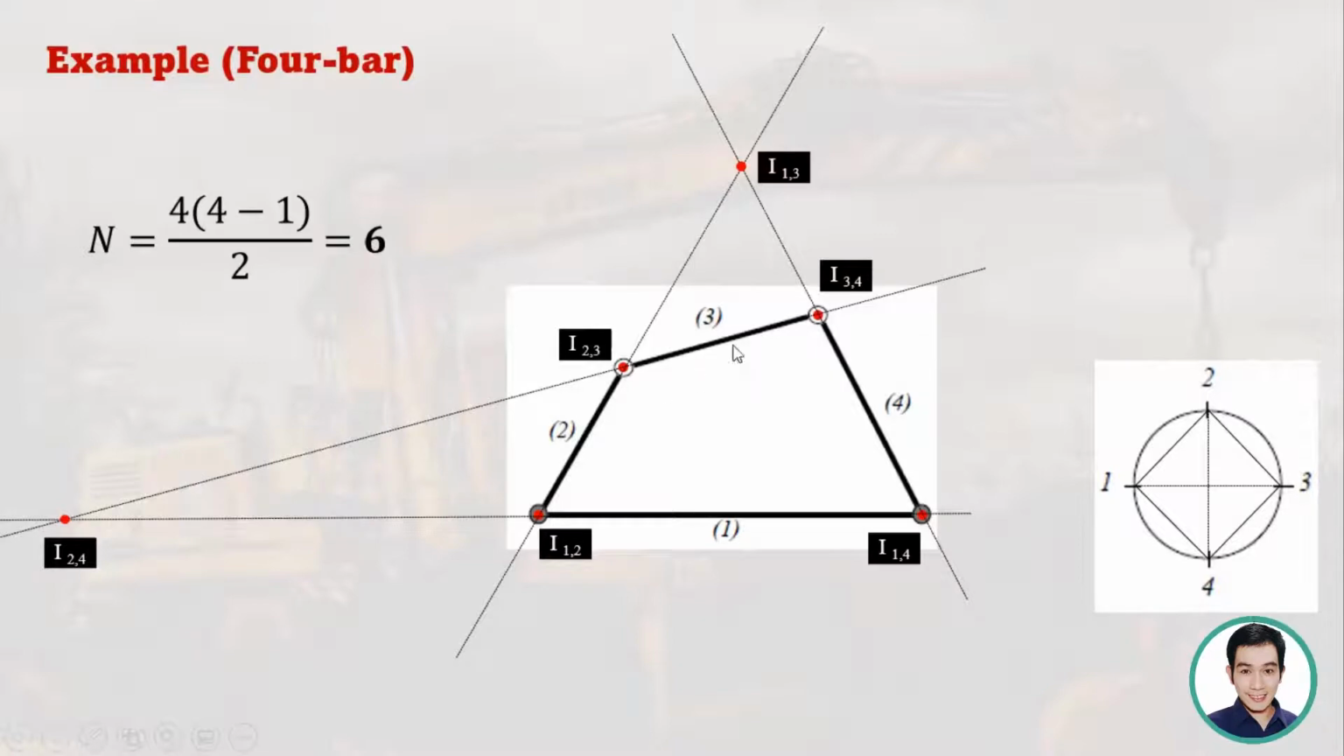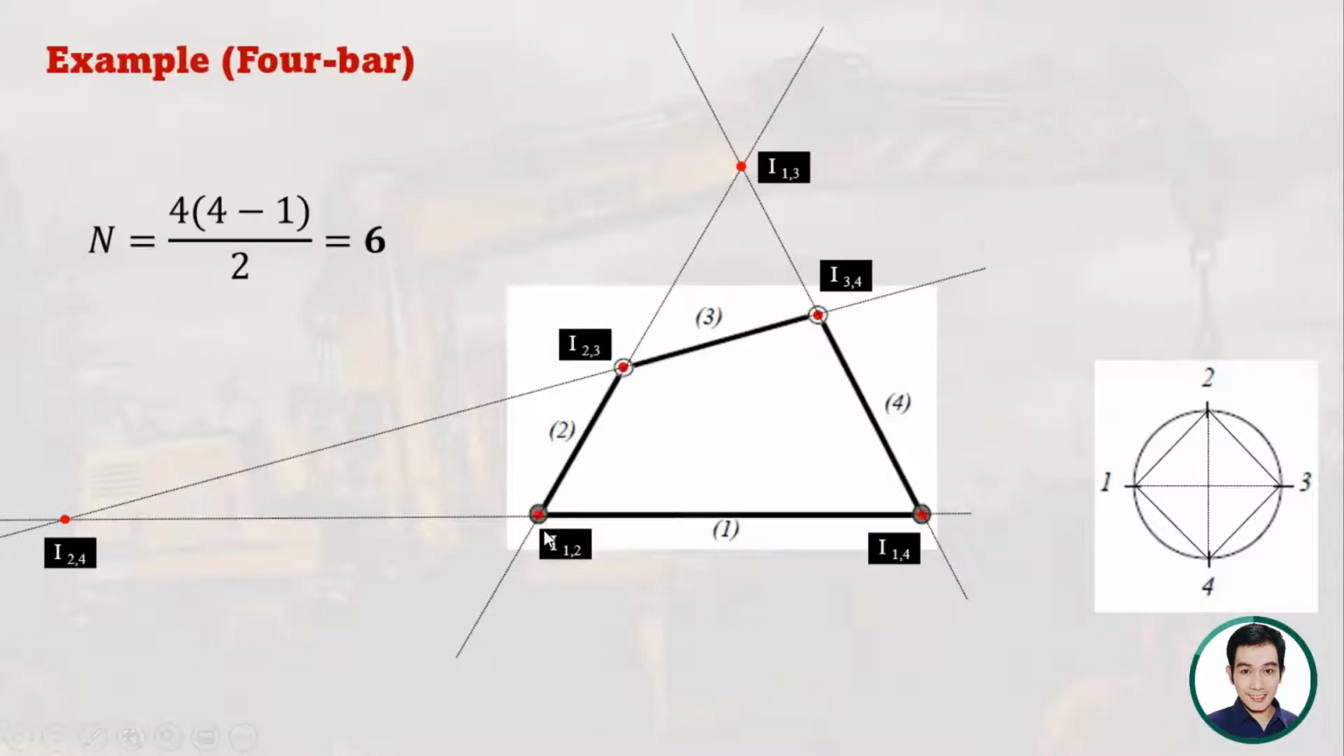So as you can see here, the three instantaneous centers lie on the same straight line, the line 2, 3, 4. Also here in our drawing, the 2, 3, and 4 is also connected to form a triangle. So another verification is 1, 2, 2, 3, and 1, 3.